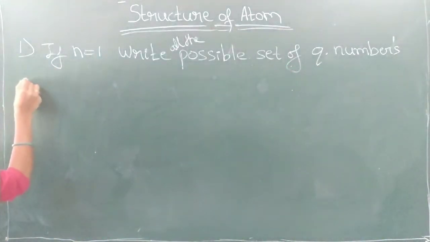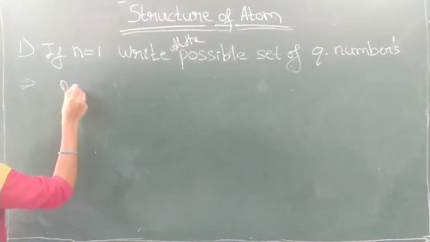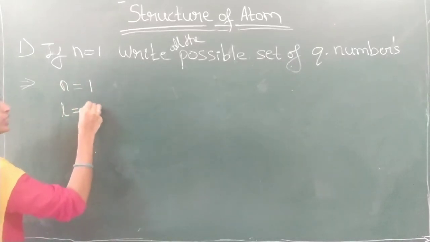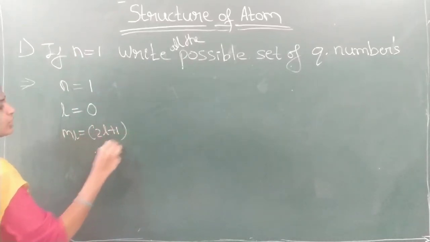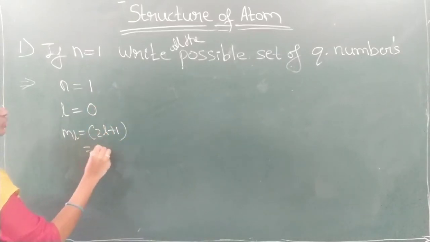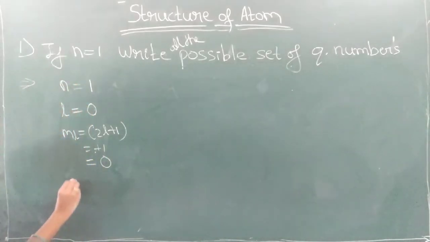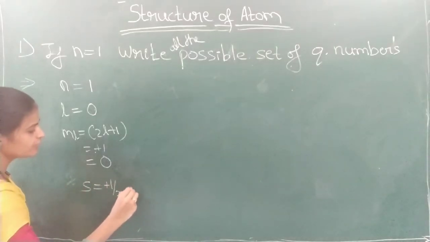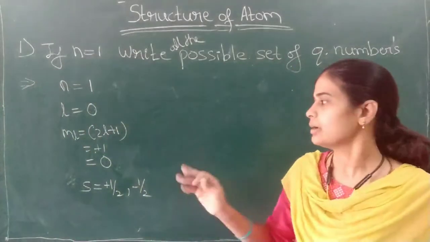See, the solution for this: if n is equal to 1, l is equal to what? 0. That we know how to calculate. Therefore, ml is equal to what? 2l plus 1 formula, we have substituted 0 here. So, 0 plus 1, and that value is what? 1. Hope you are getting it, isn't it? Then ms, or directly I write as s. s may be plus half or minus half.